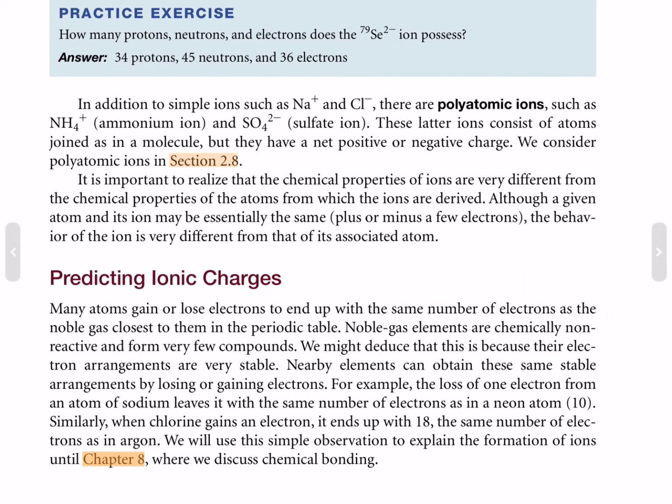Nearby elements can obtain these same stable arrangements by losing or gaining electrons. For example, the loss of one electron from an atom of sodium leaves it with the same number of electrons as a neon atom. Similarly, when chlorine gains an electron, it ends up with 18, the same number as the electrons in argon. We will use this simple observation to explain the formation of ions until Chapter 8, where we will discuss chemical bonding.